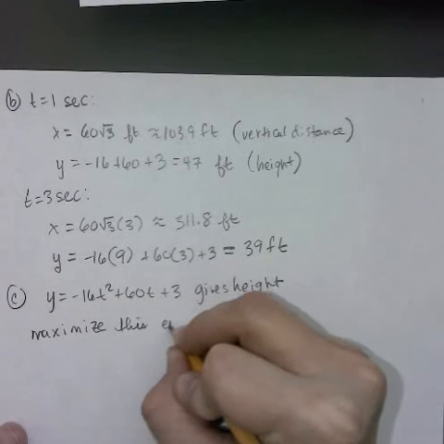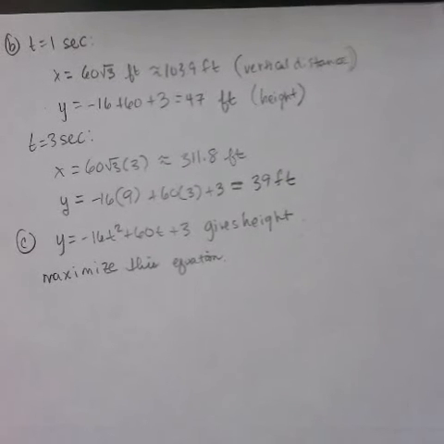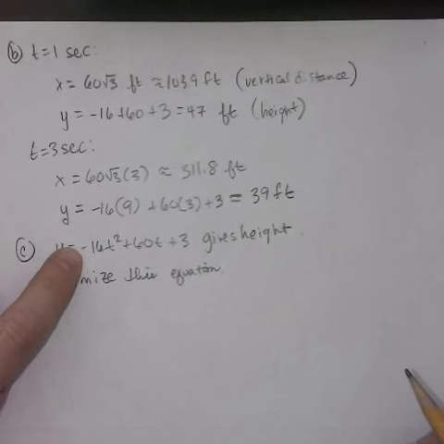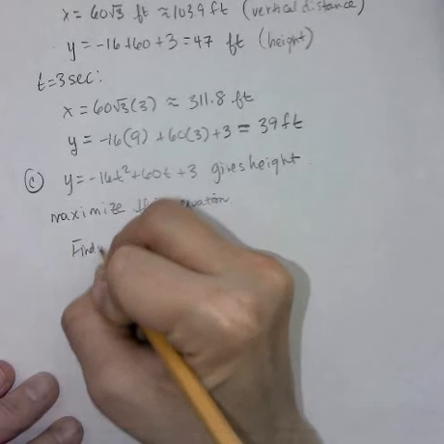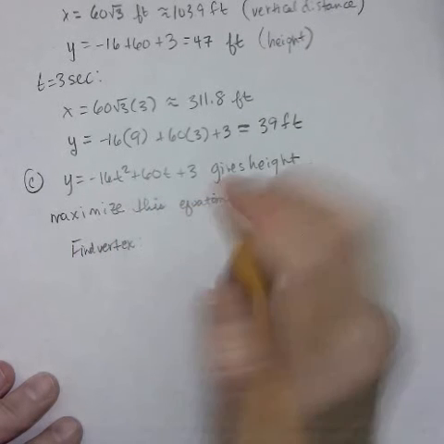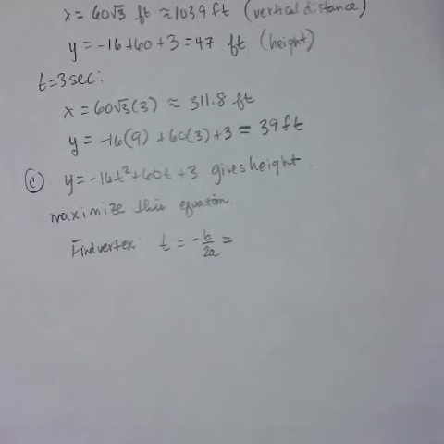And it's a quadratic equation, so we have to think back to what we did in college algebra. When we maximize a quadratic, we need to find the vertex. And this does open down because of the negative 16. So we're going to find the vertex. This is a little review here. The first coordinate, which in this case is the t coordinate, is equal to negative b over 2a. That'll give us the time when this projectile reaches its maximum height.